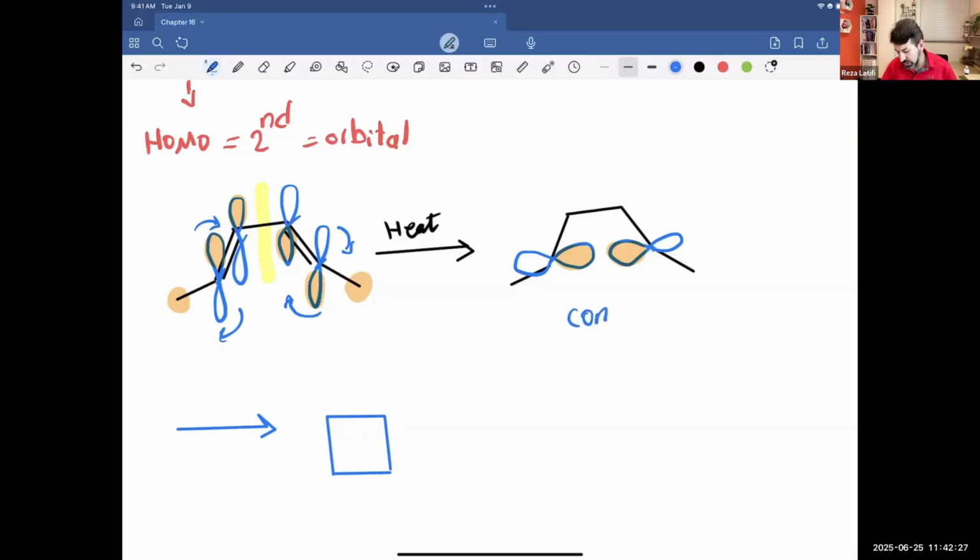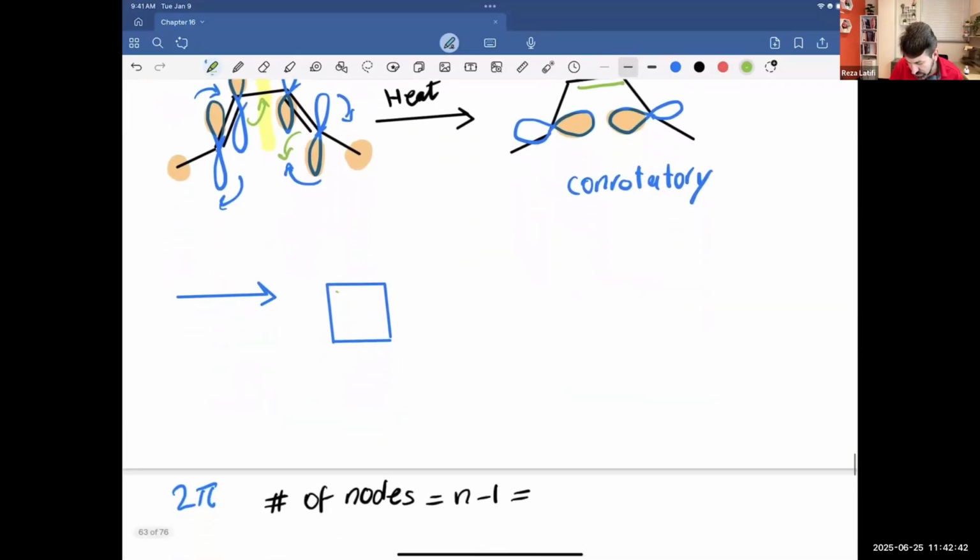We call it conrotatory. And what will happen with the double bonds? One of the double bonds will move here, and that double bond is going to move there. So we're going to get a new double bond, and it will be in this position. So here you go, the new double bond is there.